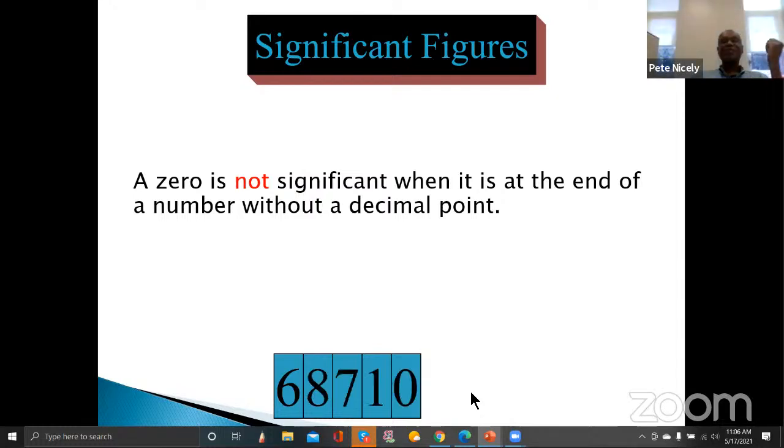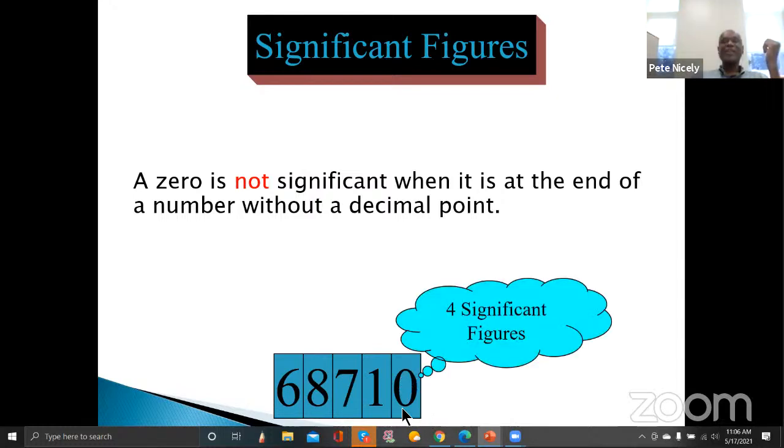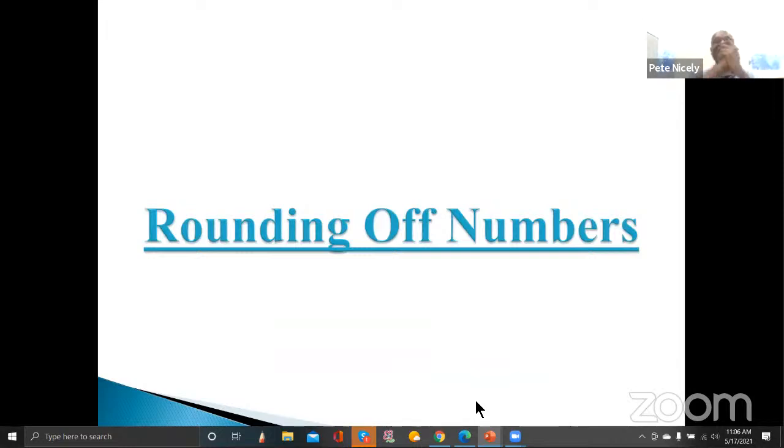Here's another example. In this case, you have a 0 at the end of this number. There's no decimal point anywhere in this number. So therefore this 0 is not significant, which means that the total number of significant digits here would be 4. Okay, so that basically covers the rules for determining which zeros are significant in a measured value or not.